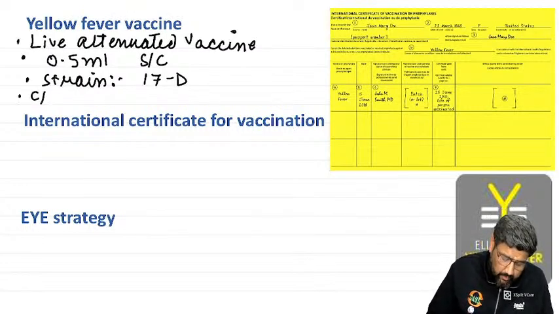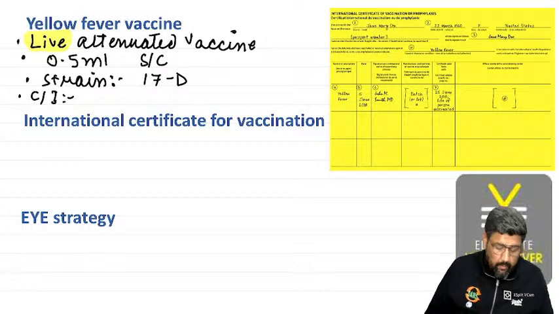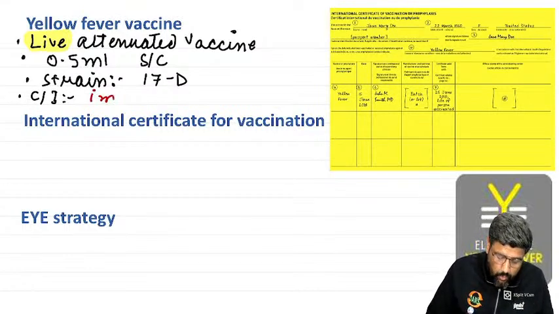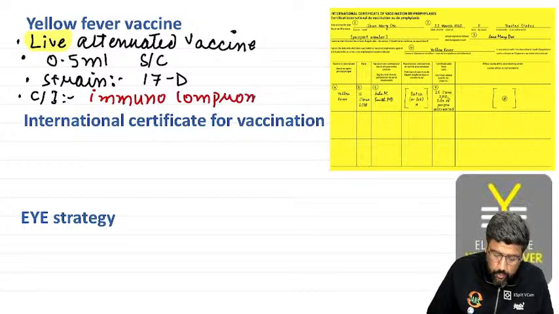Any contraindication? Yes, guys. What is the contraindication? Any guess? Contraindication for live attenuated vaccine is immunocompromised.